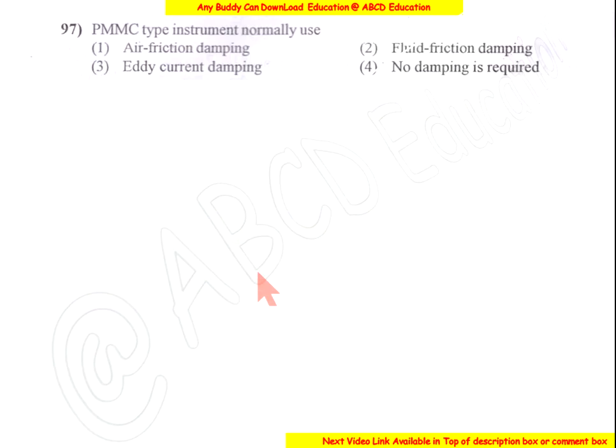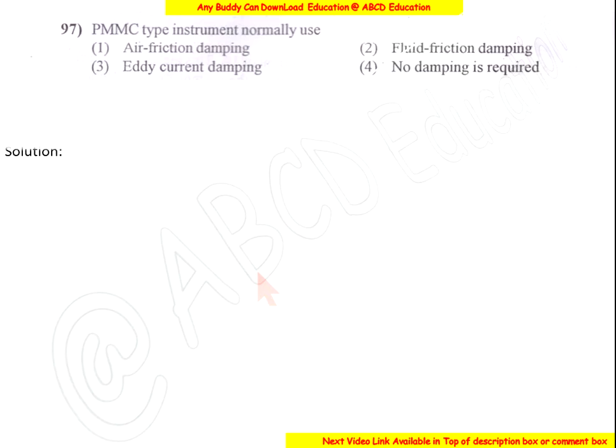Now come to question number 97. PMMC type instrument normally uses air friction damping, fluid friction damping, eddy current damping.